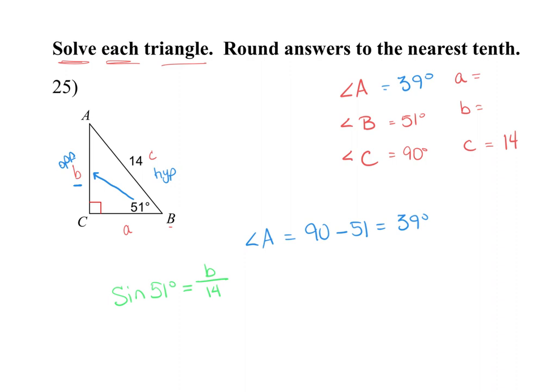Okay, opposite over hypotenuse. This is a basic algebra problem. How do I get B by itself? It's currently being divided by 14. What do I need to do to both sides to solve for it? Cross multiply. Yeah, I need to multiply both sides by that 14. Those cancel. So B is going to equal 14 times the sine of 51 degrees. And you can do all of that right in your calculator. So if I say 14 times the sine of 51 degrees, I get 10.8800, and it keeps going.